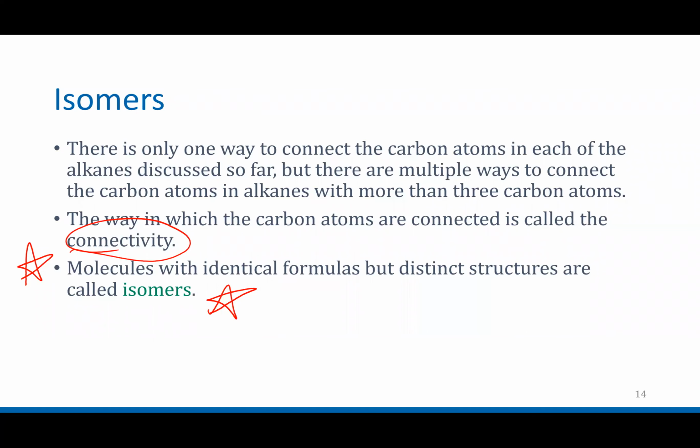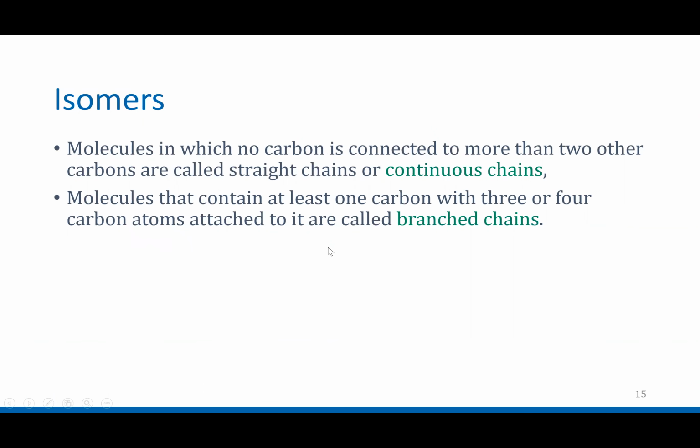All right, isomers, come on, slides. Okay, so molecules where no carbon is connected to more than 2 other carbons are called straight chain hydrocarbons or continuous chain hydrocarbons. I'm going to draw some pictures for you in a second, and you're welcome. I'm just reading the comments in the chat, and no problem. It's good for me too.